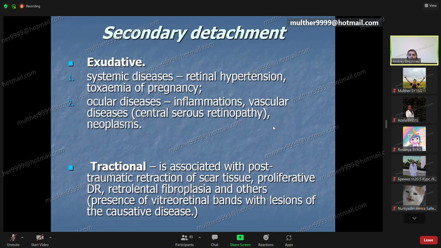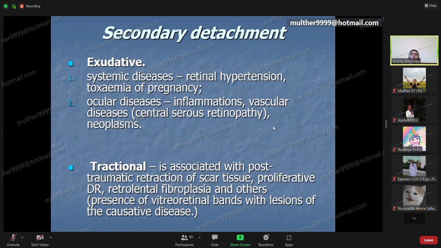Secondary detachment may be of different causes. It may be exudative and may be tractional. Exudative retinal detachment, its commonest causes can be grouped as systemic disease, for example, hypertension, toxemia, or even pregnancy, or ocular diseases: inflammation, vascular diseases like central serous retinopathy, which we have already discussed, and neoplasm, tumors.